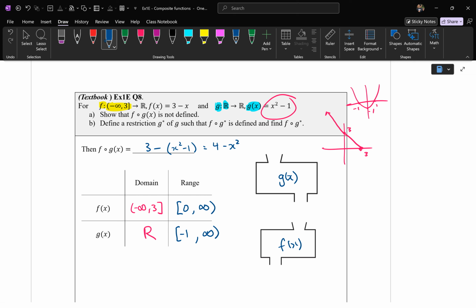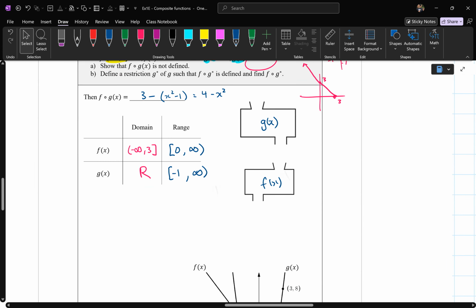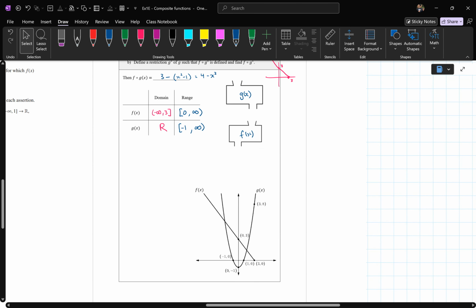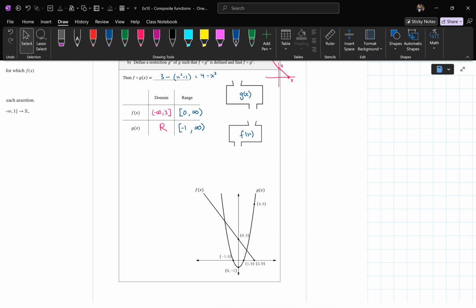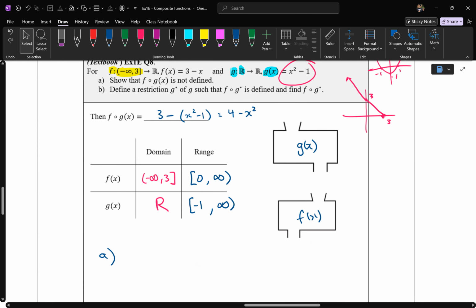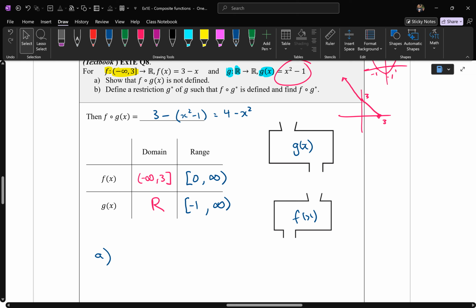That's the first part. They'll ask you, show that f of g of x is not defined. Well, you can already see, how do we prove that it's not defined? Well, actually, I drew the graph for you guys already. I didn't have to draw it myself. I already did it. What we can see is, for it to not be defined in part A, when they say show, how do you show? Back in methods, when we say show, what do they want you to do?